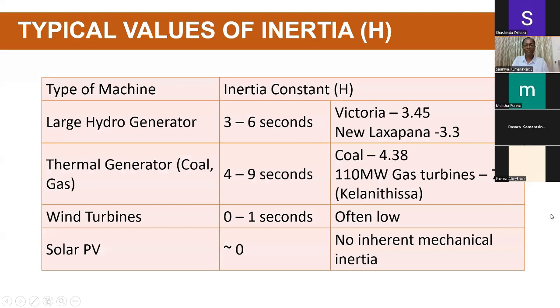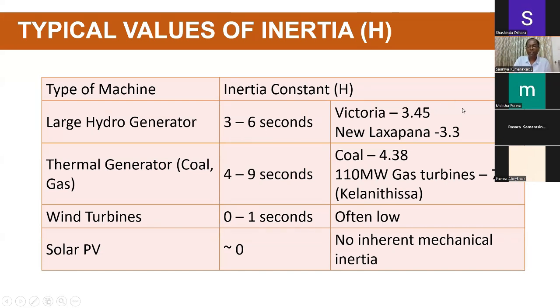Then you know what the H constant is. In large hydro generators, the H constant is given in seconds. So in simple terms, H constant is how long a particular generator or a system can maintain a constant speed, or when we talk about a system, how long it can maintain a constant frequency by its stored kinetic energy. In a large hydro generator, the inertia constant is between 3 to 6 seconds.